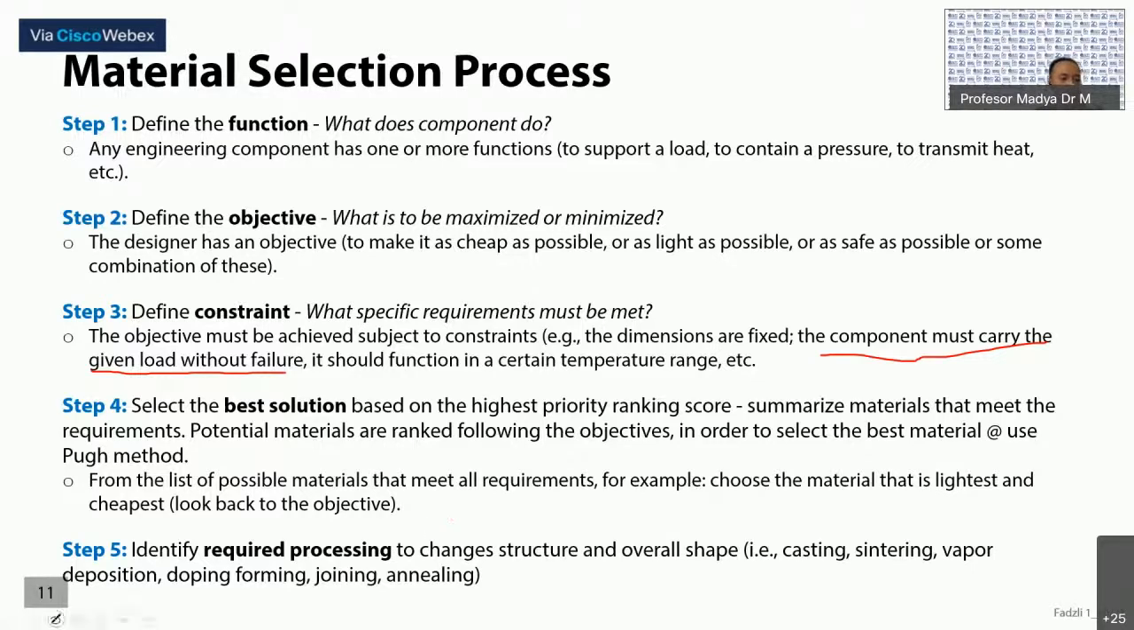And then the step 5, identify require processing. Bila you dah pilih that material, you kena identify lah apakah proses yang diperlukan. Contoh, kalau kata you nak buat kerusi, you nak guna proses apa? Mungkin sewing ke ataupun injection molding ke, you can decide lah for that particular material yang you dah pilih. Okay.